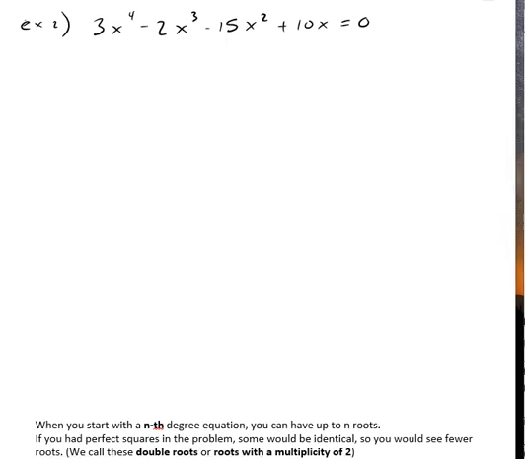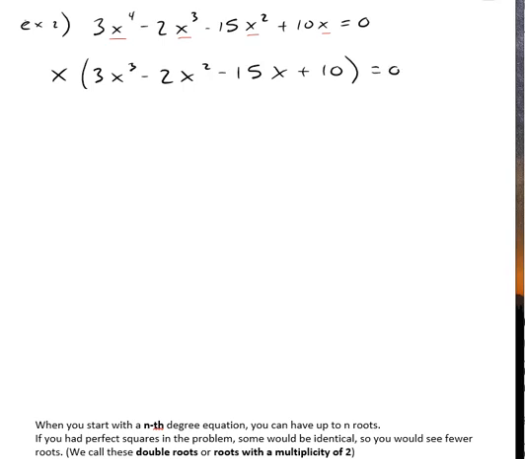Example 2. Always look for the GCF first, and we can notice that since they all have an x, at least one of them, my GCF is x. I notice that I have a 3 and a 2, a 15 and a 10. There is not one single number that can go into all of them. Therefore, my GCF is only going to be x. And I'm left with 3x cubed minus 2x squared minus 15x plus 10.